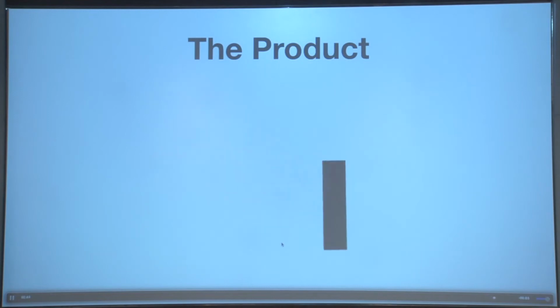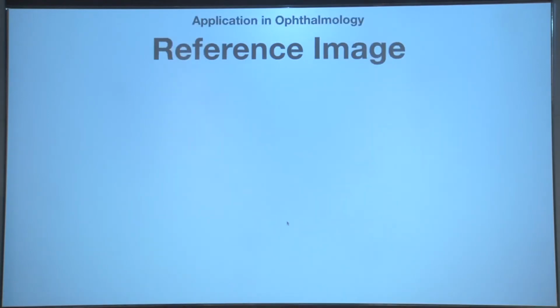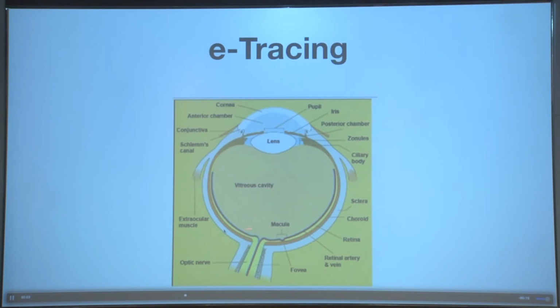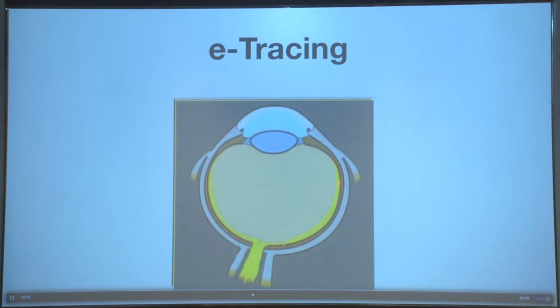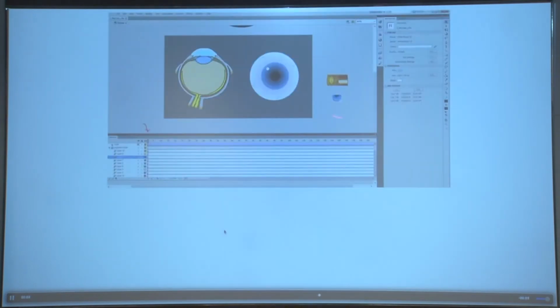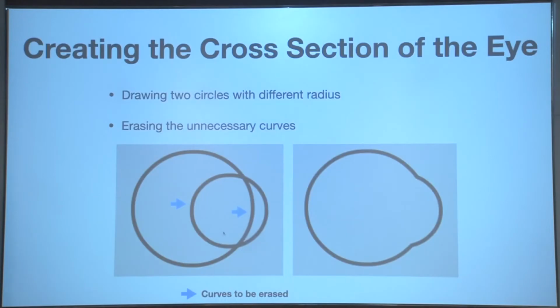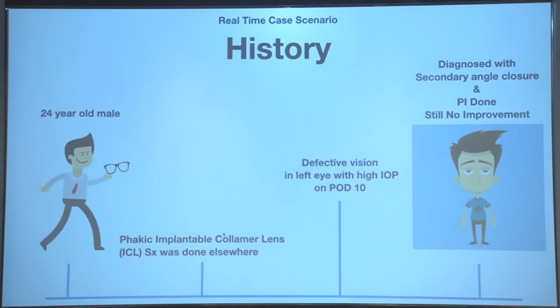So in the end, you'll have a product like this, which is moving from point A to point B. In ophthalmology, what we started doing was taking reference images. You can take a reference image and create your own imaging canvas by giving a yellow color, an orange color for the choroid, and white for the sclera. You can choose your color layering, and once you have created your own ophthalmic cross section, or you can draw two circles and erase these blue arrow areas, you'll get the cross section of the eye.